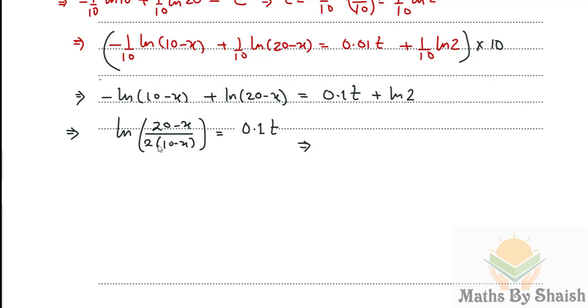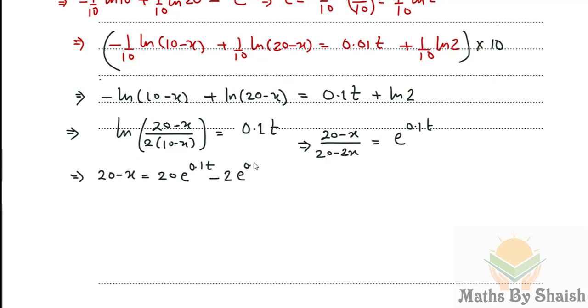Now writing it as an exponent, we can write it as (20 minus x) over (20 minus 2x) equals e raised to the power 0.1 t. We can always write it because it's a definition, because ln is log base e. And now let's cross multiply. We'll get 20 minus x equals 20 e raised to the power 0.1 t minus 2 e raised to the power 0.1 t times x.